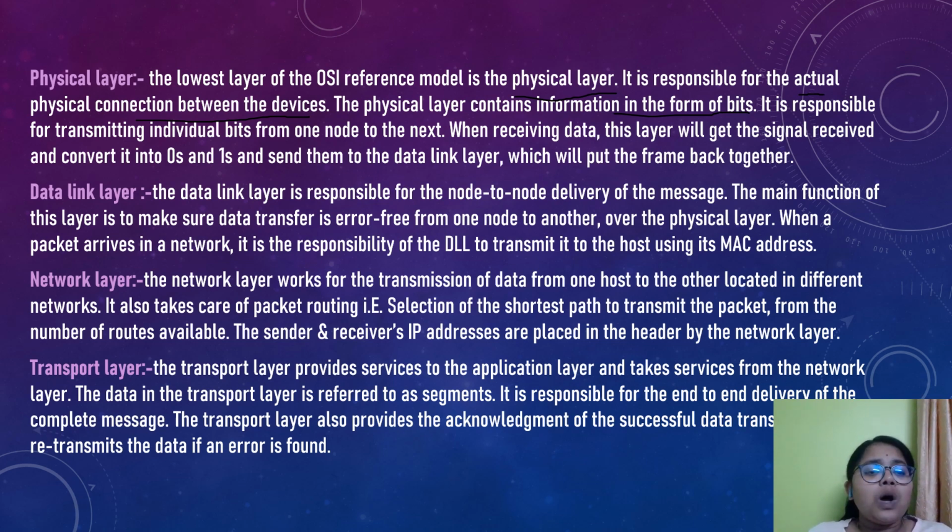It is responsible for transmitting individual bits from one node to the next. So, the operation of the physical layer is that it transmits individual bits from one node to the next node. When receiving data, this layer will get the signal received and convert it to zeros and ones, and send them back to the data link layer, which will put the frame back together.